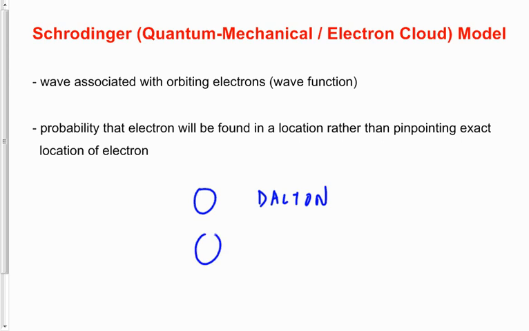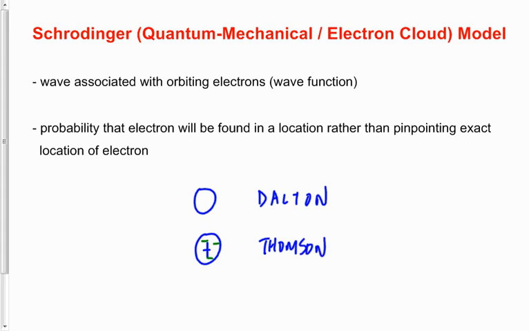Then we had the Thomson model of the atom, which was the chocolate chip cookie dough model of the atom, or the plum pudding model of the atom, or as I called it sometimes, the harbor model of the atom, with the sailboats floating around in the sea. Okay, the electrons floating around in a sea of positive charge. Okay, the Thomson or the plum pudding model of the atom.